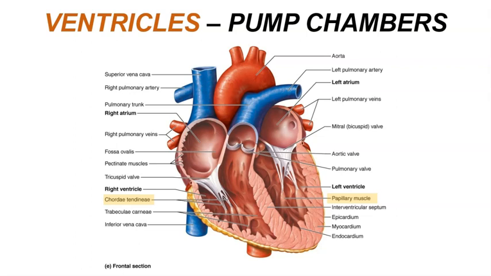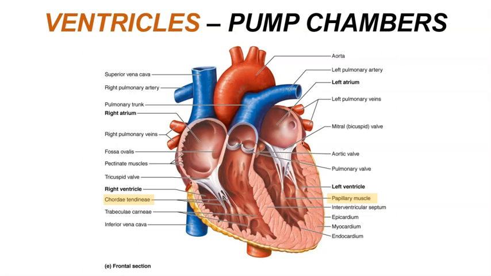There are a few features found in the walls of the ventricles that we don't happen to see in the atria. The first are a set of structures called the trabeculae carneae, which means crossbars of flesh, and these are little bars of flesh that line the ventricle walls. The trabeculae carneae are structures that reduce the suction that is created when the ventricles contract.